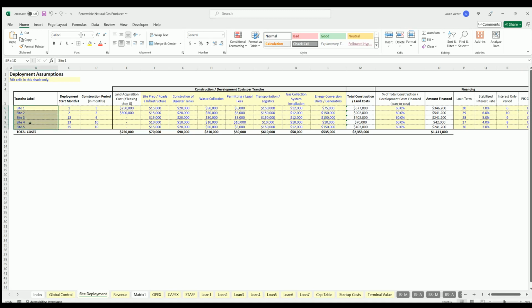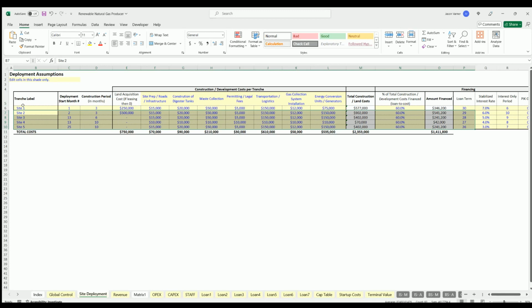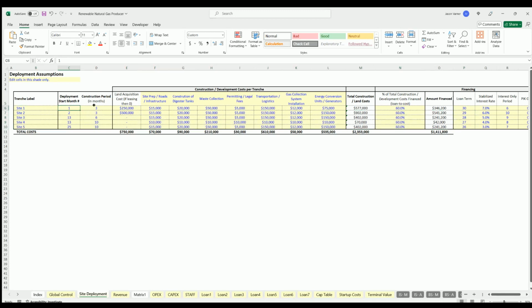I've seen a lot of client requests for more debt options like this, so I wanted to add it. It's nice for scaling, and you don't have to use all 5 sites or slots. You can clear out data for the other 4 if you just want to show a scenario where you're building out one facility and you want to see the unit economics of that specific facility, the cost, and what it can produce. So these are your main deployment assumptions.